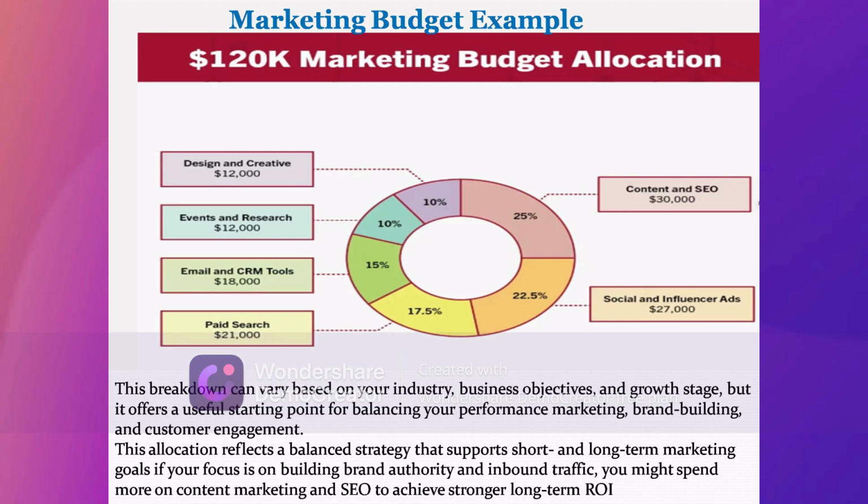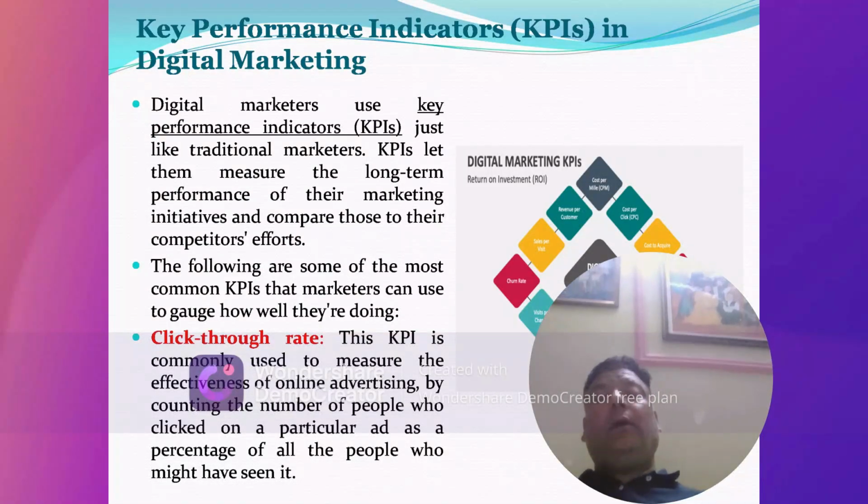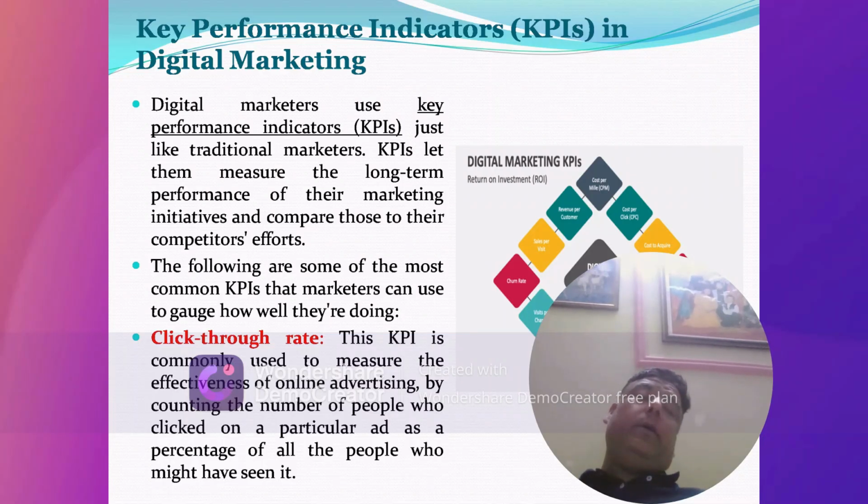This breakdown can vary according to your industry, the objectives you are trying to target, and your growth stage, for balancing your performance, brand building, and customer engagement. This budget allocation helps you understand how you can allocate the complete amount of money into different activities, and there is always scope for resetting the budgets. Now, a very important aspect of digital marketing is the key performance indicator.